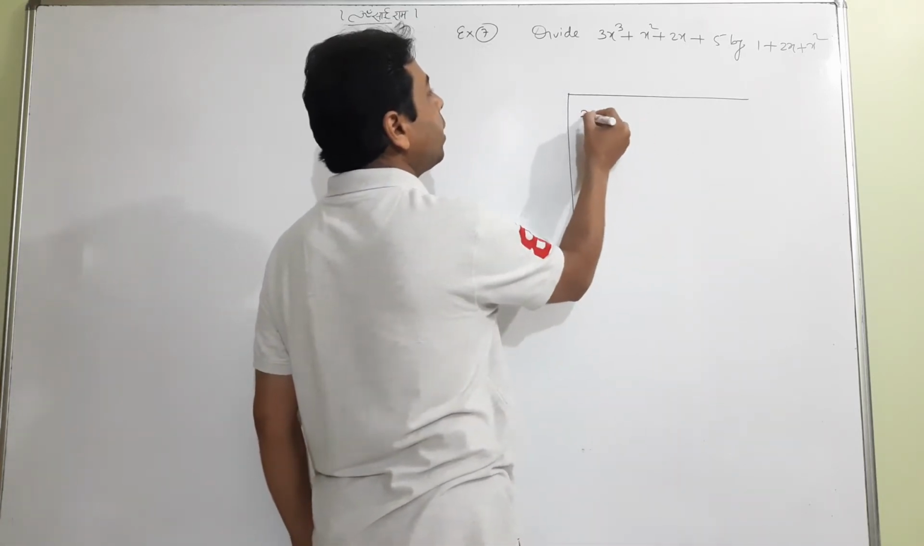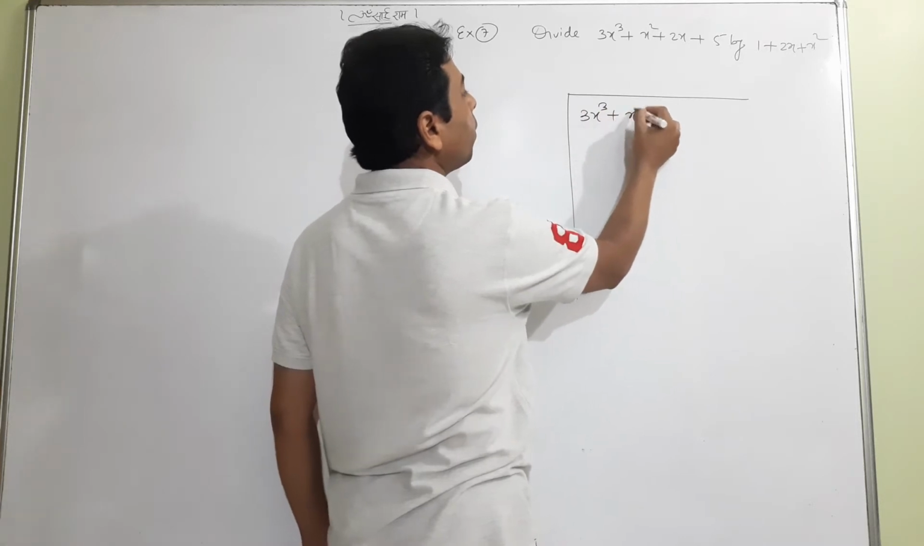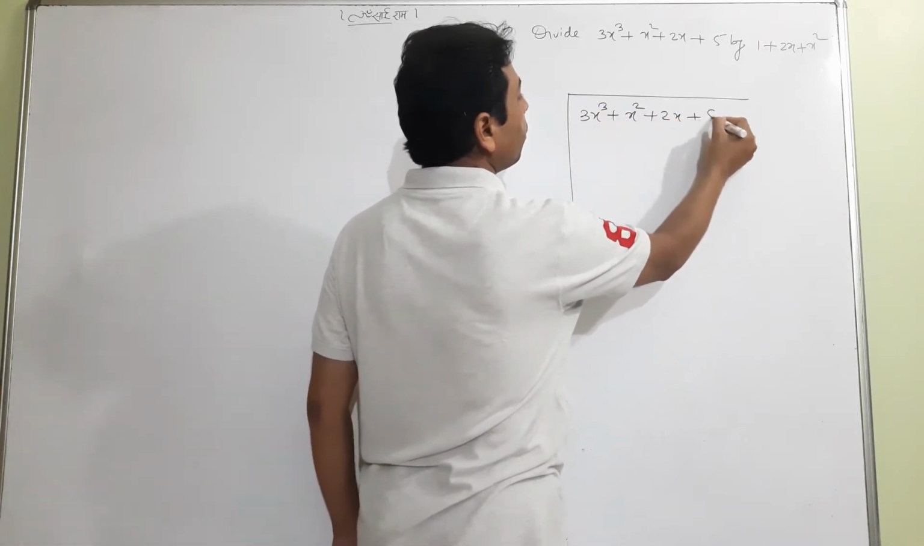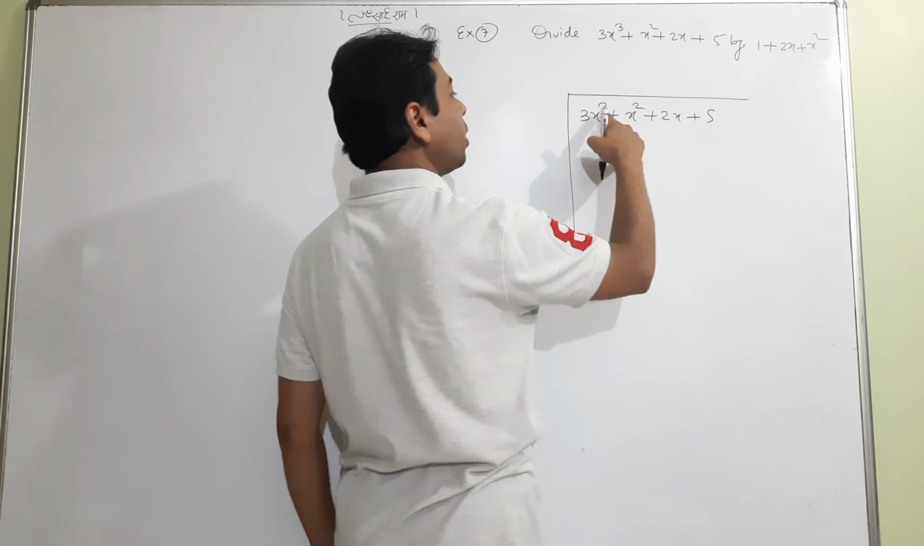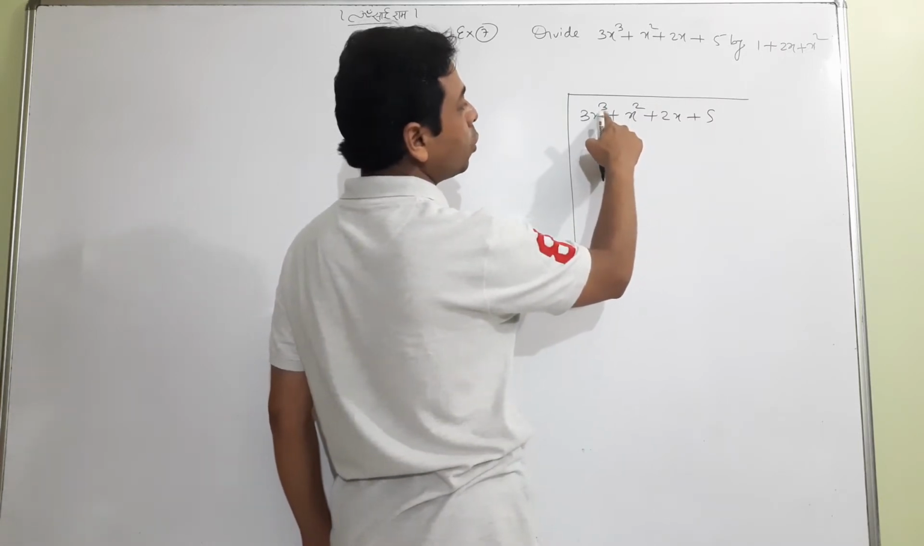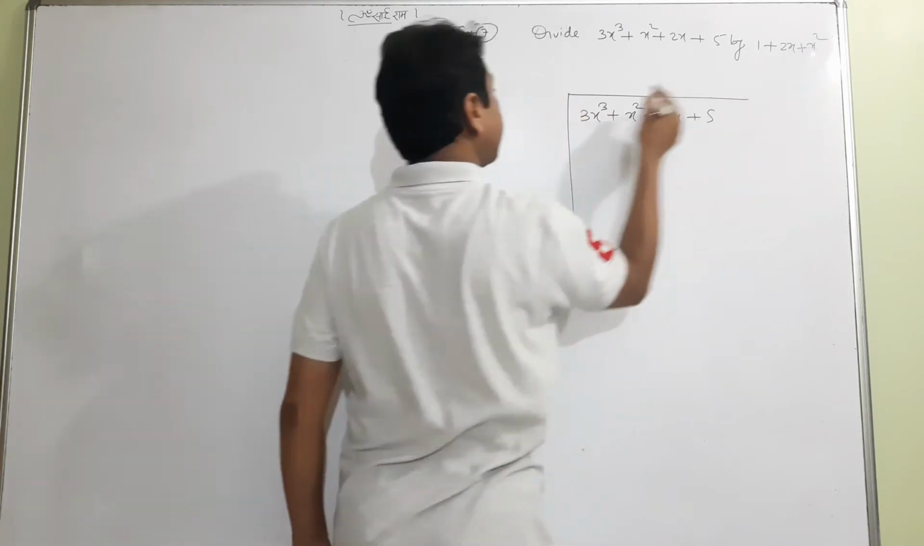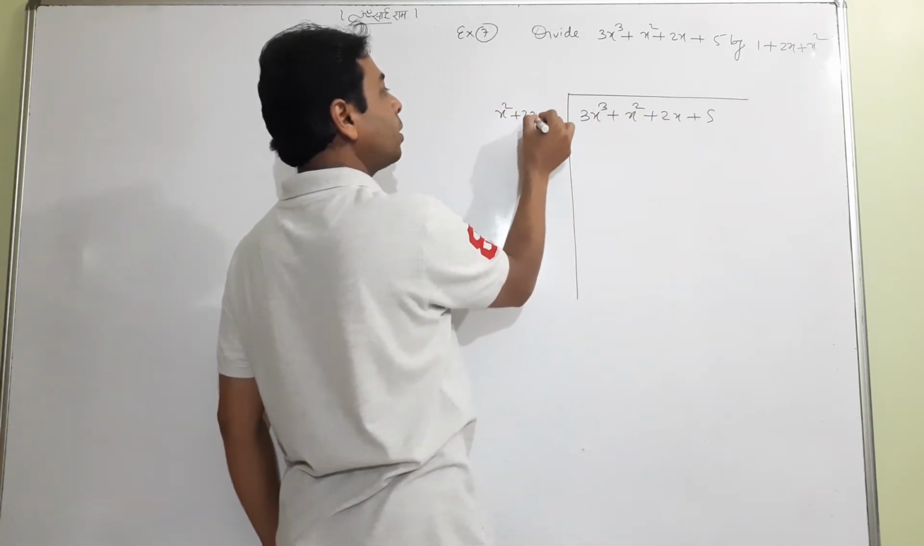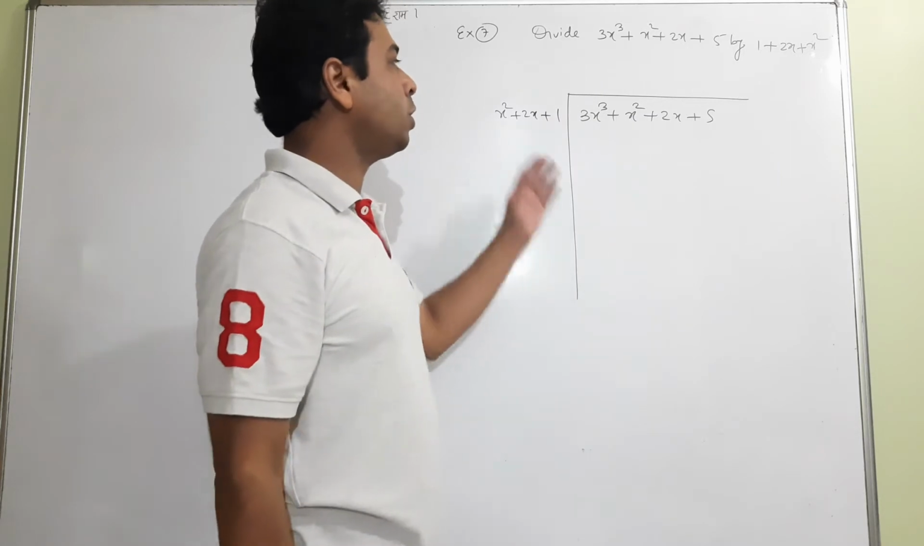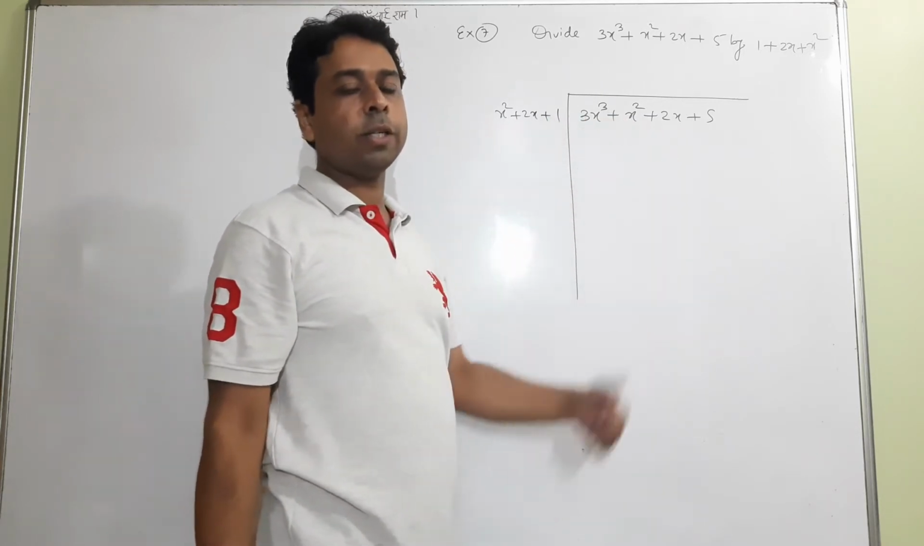I'll write that polynomial first, and because it is already arranged in descending order, x cube, x square, x and the simple number. But the divisor is not so. First I'll write x square, then 2x, and then 1. It is very necessary to arrange both dividend and divisor in the correct form.